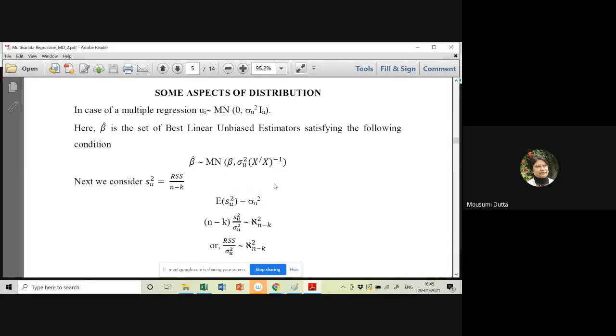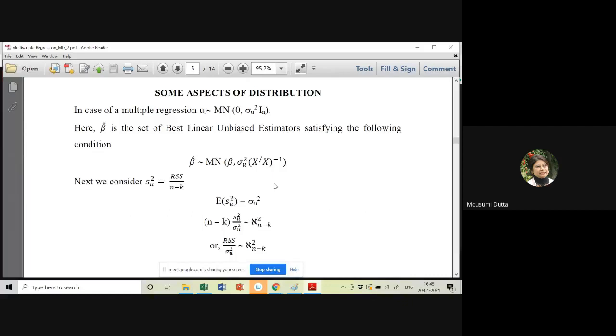Here beta hat is the set of best linear unbiased estimators satisfying the following condition. Beta hat also follows the multivariate normal distribution with expectation of beta hat equal to beta. In the previous class, we did all these things. Expectation of the beta hat vector is equal to the beta vector.